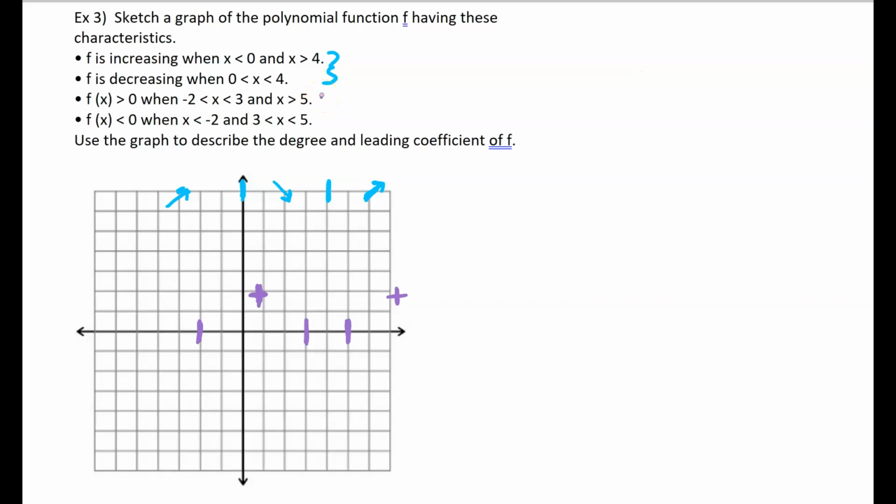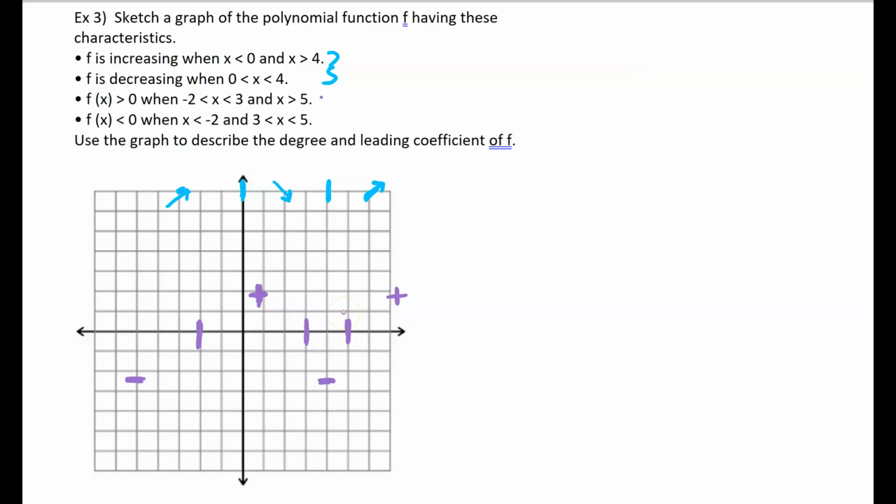Okay. The next bullet point, f of x is less than 0. What does that mean? Below the x-axis. Below the x-axis. When x is less than -2, so I'm going to come to the left of -2 and put a little minus sign here. And when x is between 3 and 5. So between 3 and 5, I should be here. What does that mean about these points here that I marked? It's going to do a loop.